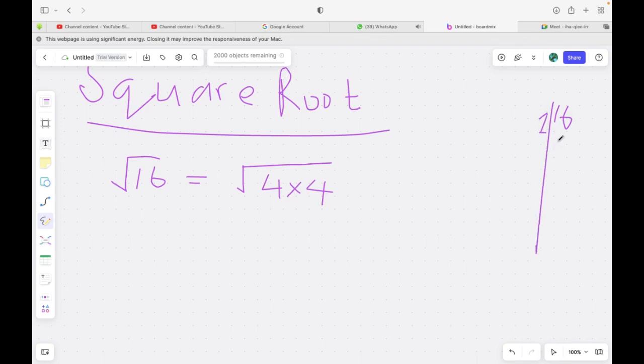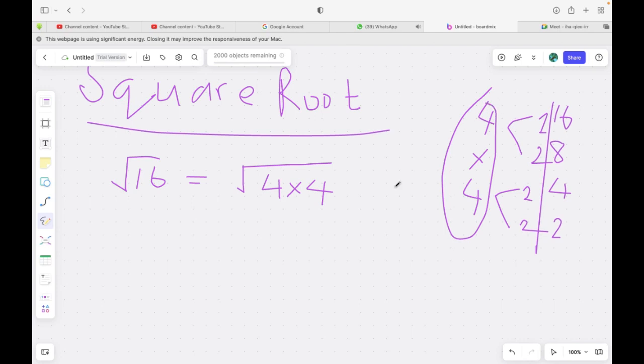16 divided by 2, you get 8. 8 divided by 2, you get 4. 4 divided by 2, you get 2. Then 2 divided by 2, you get 1. So these two 2s make 4, and these two 2s make 4. So 4 times 4, you get 16.